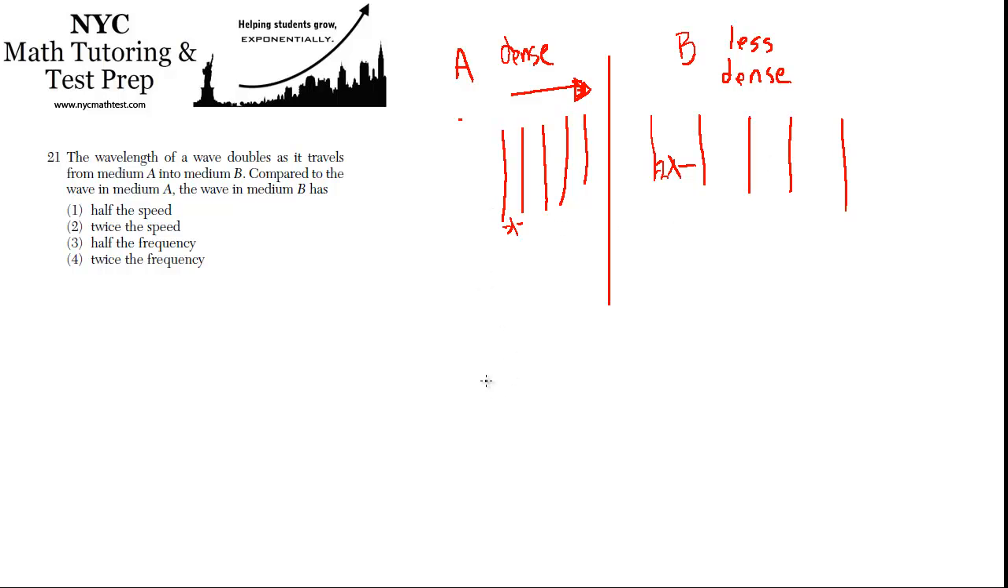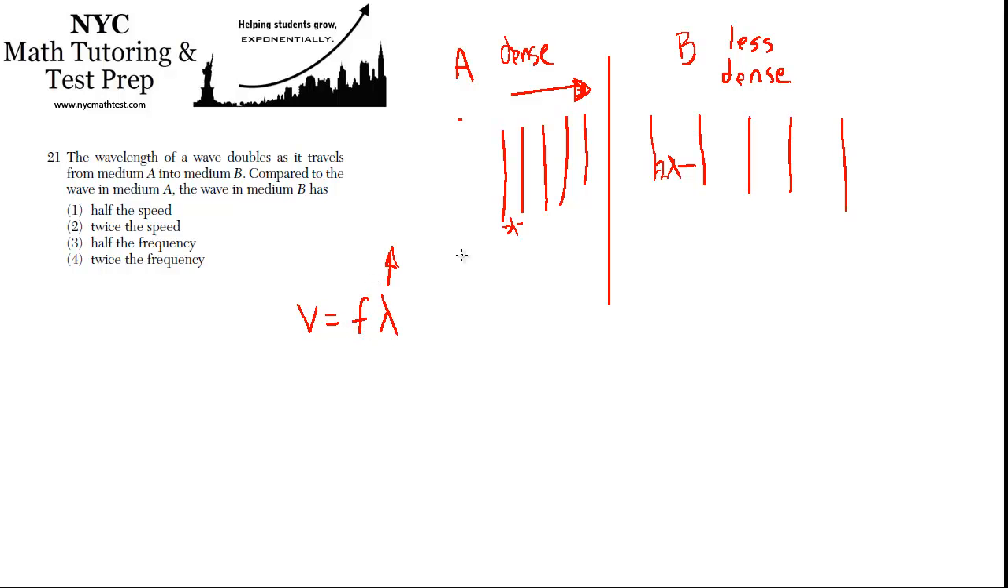And now the formula for actually solving this is given on your formula sheet: v equals f times lambda, where v is the speed of the wave, f is the frequency of the wave, and lambda is the wavelength, as we talked about. So if the wavelength is getting bigger, being multiplied by 2, it's going to become 2 lambda, then what impact is that going to have, and on which variable?